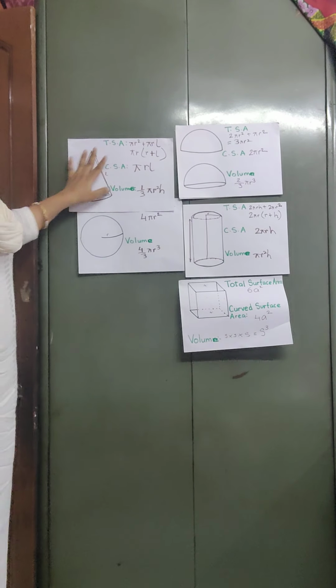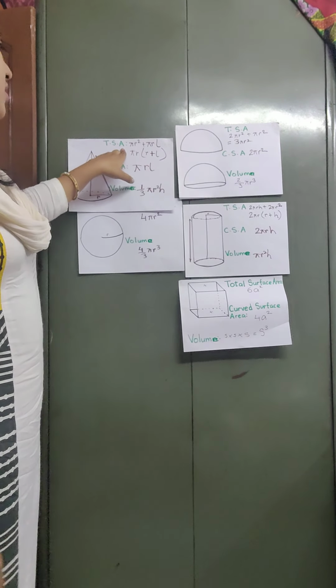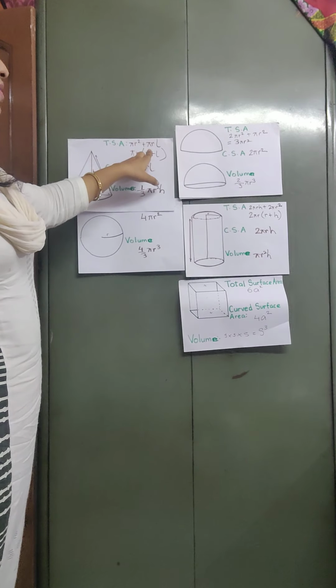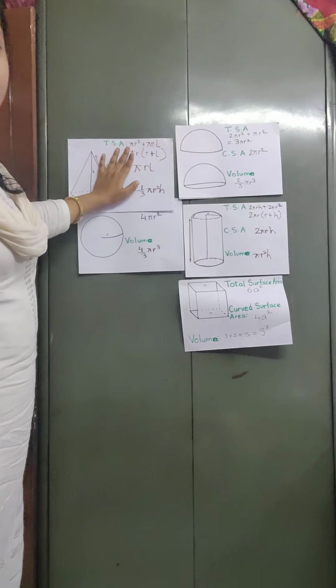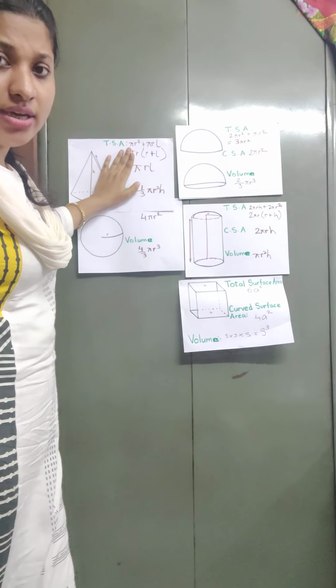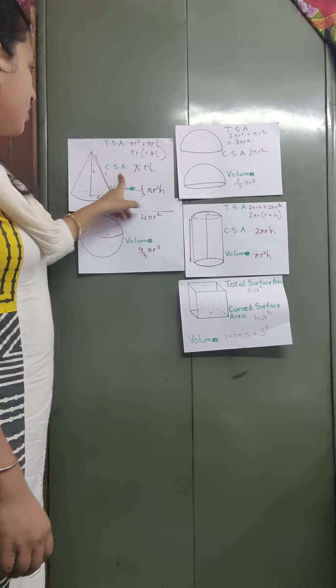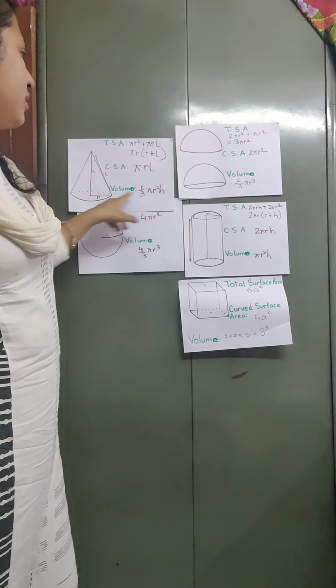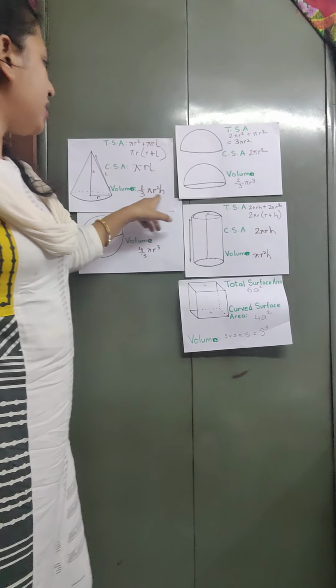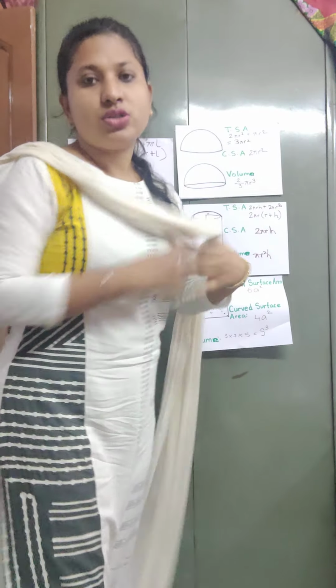Now let us come to the cone. Total surface area is pi r square plus pi r l, pi r into r plus l. I have told you the value of pi is 22 by 7. So CSA, curved surface area, is pi r l, and volume is 1 by 3 pi r square h. So this is for today.